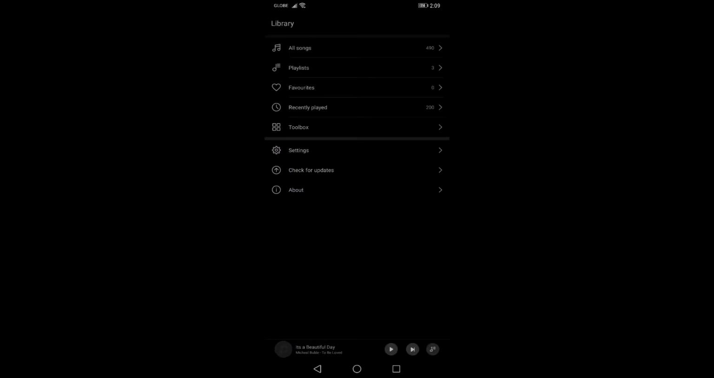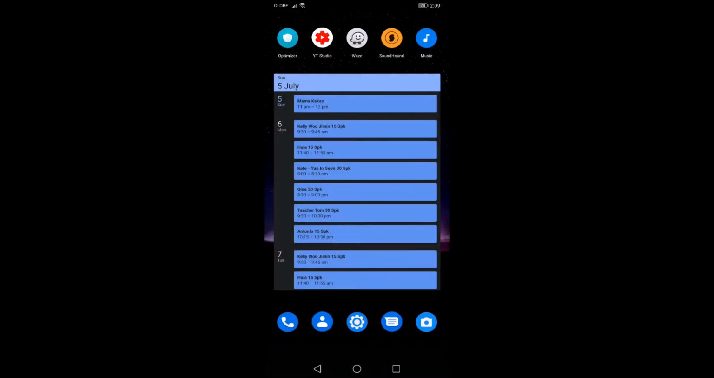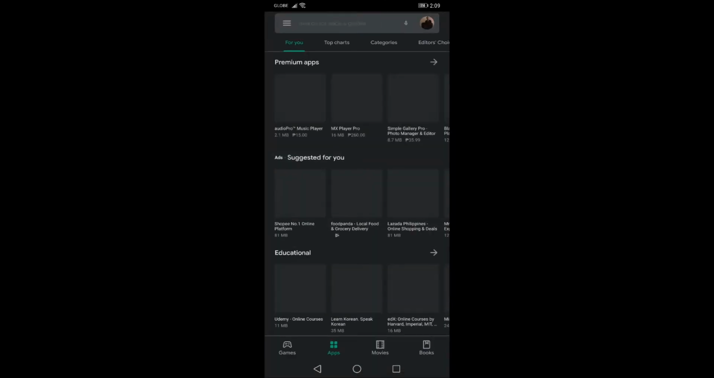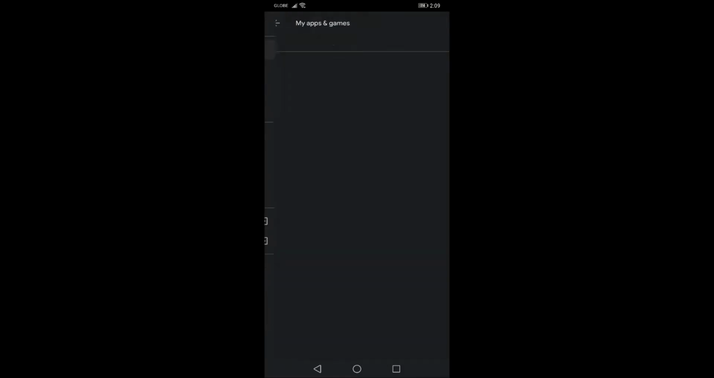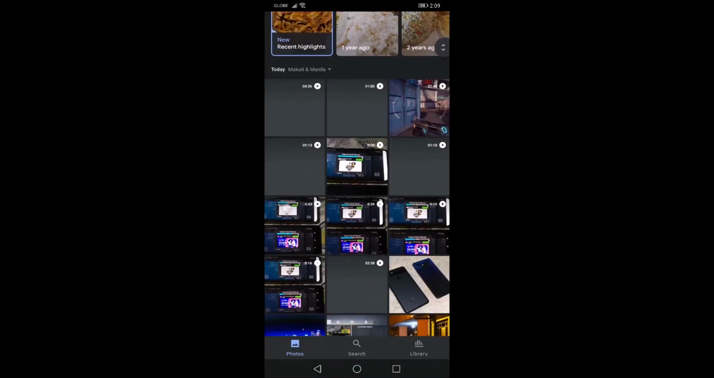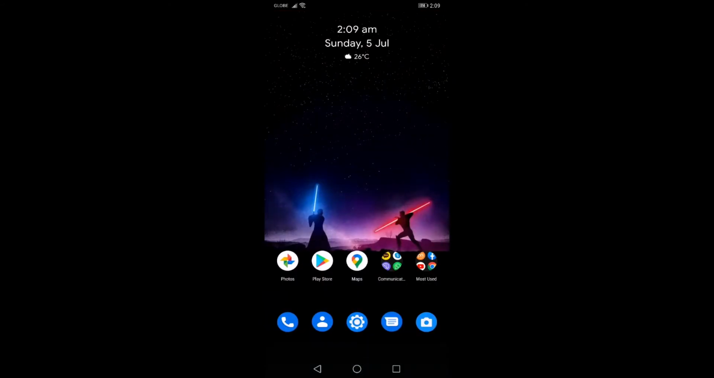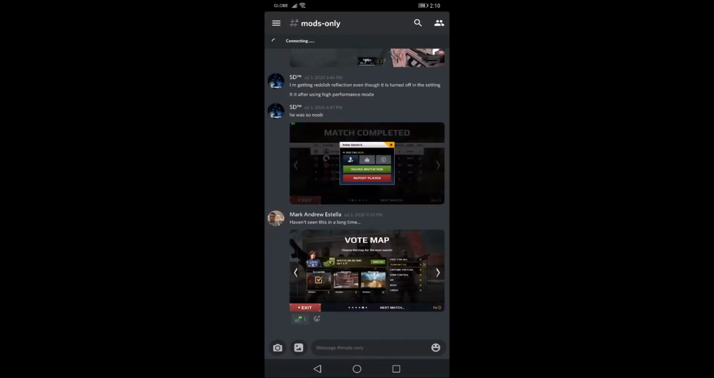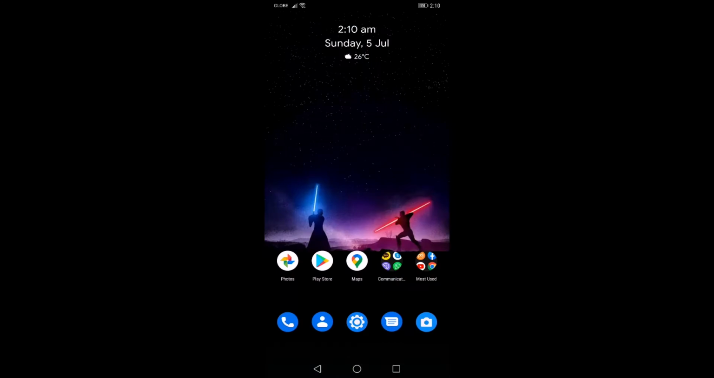Let's try music. All songs. Okay, then Play Store. Photos. Okay, and let's try Discord. Okay, so let's see how many it retains.